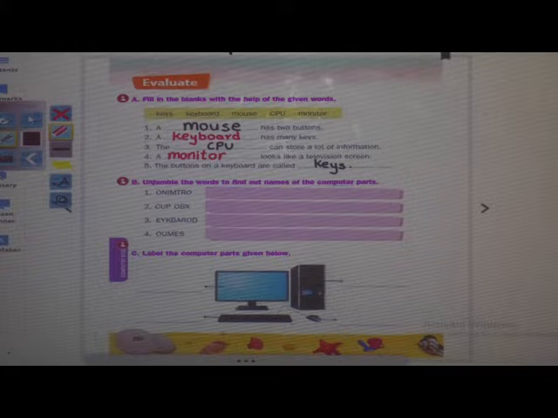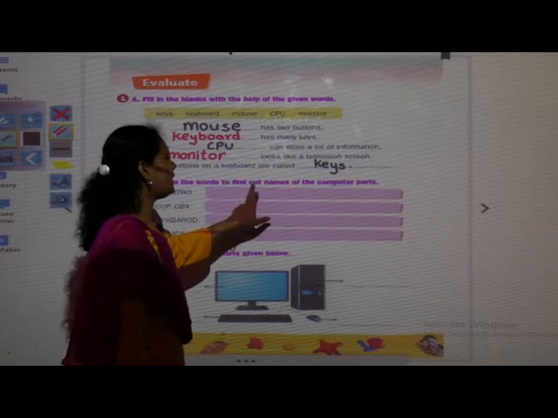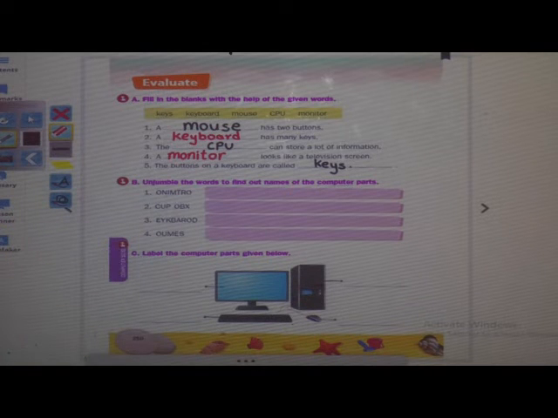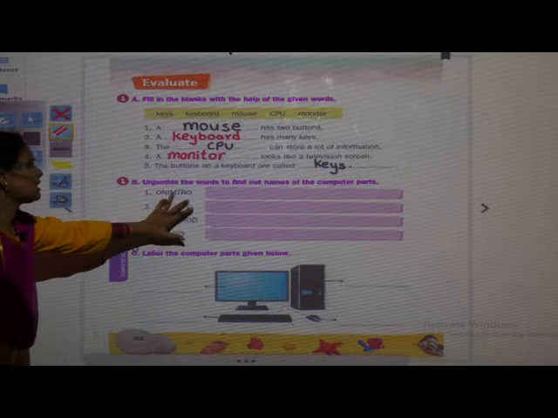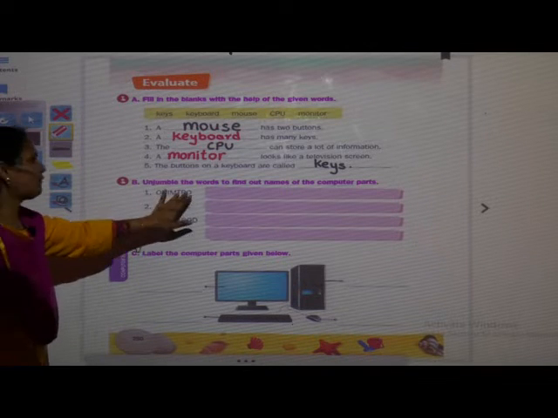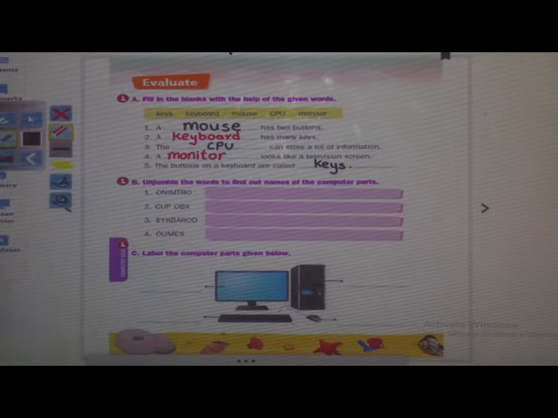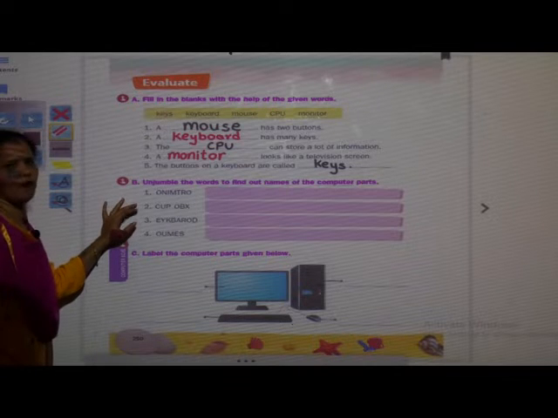Okay, now B1. Unjumble the words to find out the names of the computer parts. So here the 4 computer part names are written, but they are unjumbled, written in a mixed-up way. The words are not written in the correct order. So you have to see what it is and write here the correct words. So are you ready? The first one. So how to find out? See, we all know there are main 4 parts of the computer. So first is monitor. So what is the spelling of monitor?